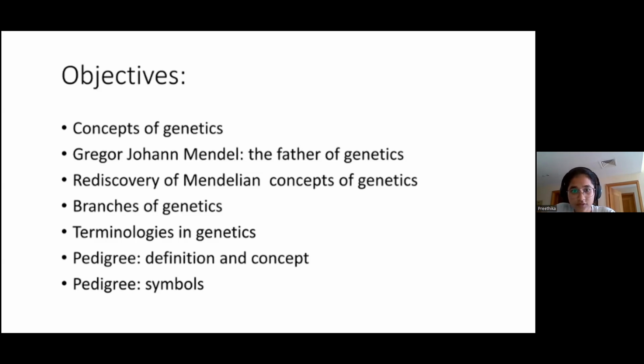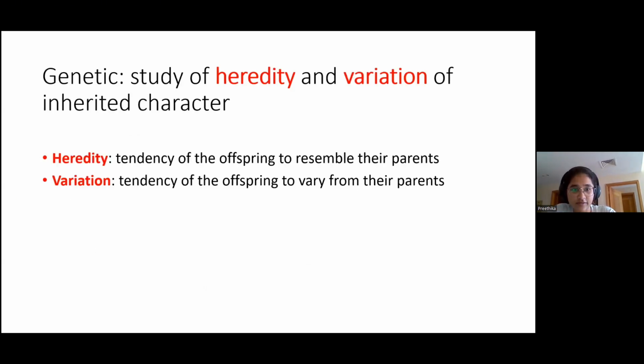So these are the objectives of the presentation. We'll go over the basic concepts of genetics and a little bit about the father of genetics, Gregor Mendel, and the concepts of genetics that were discovered by Mendel, and the three basic principles that play a role in the basics of genetics. Then the different branches of genetics, we won't be talking much about that because that's too complex. Then the basic terminologies in genetics that we use, and a little bit about the pedigree, just the introduction, the definition, and the whole concept of pedigree, why we use it in medicine, and the symbols that are used in pedigree.